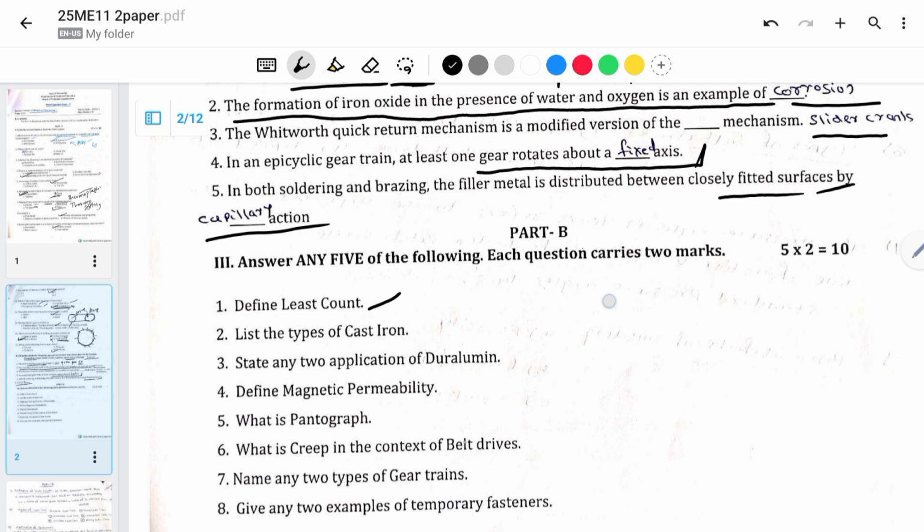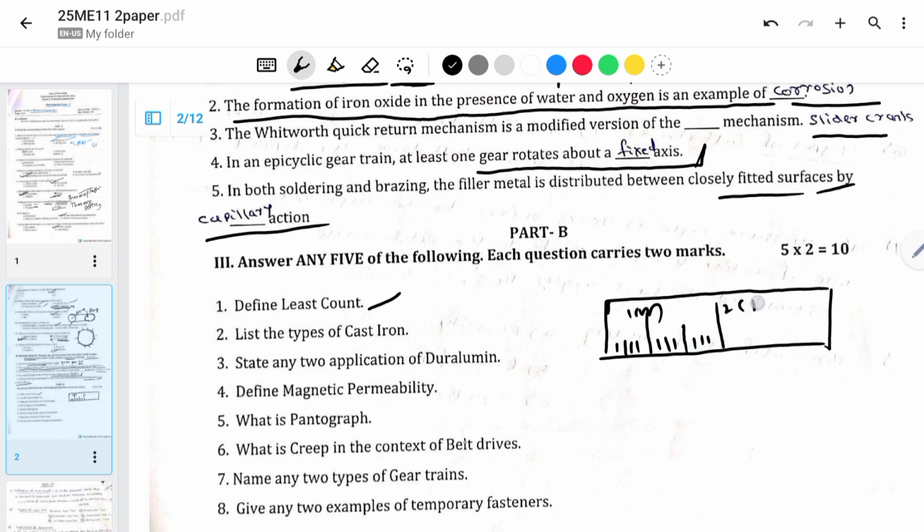So when you are using the vernier or else one, if you are having a steel rule, the marking on the steel rule will be like this. So here you can see this one is 1 centimeter, 2 centimeter. So the smallest value that can be measured with this steel rule is 1 mm.